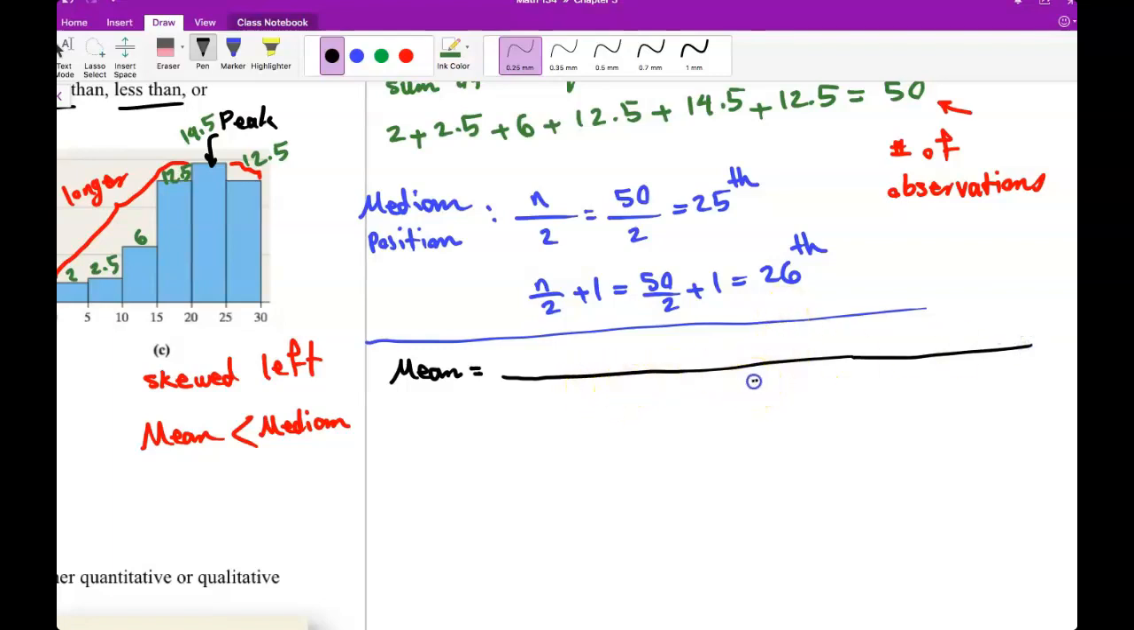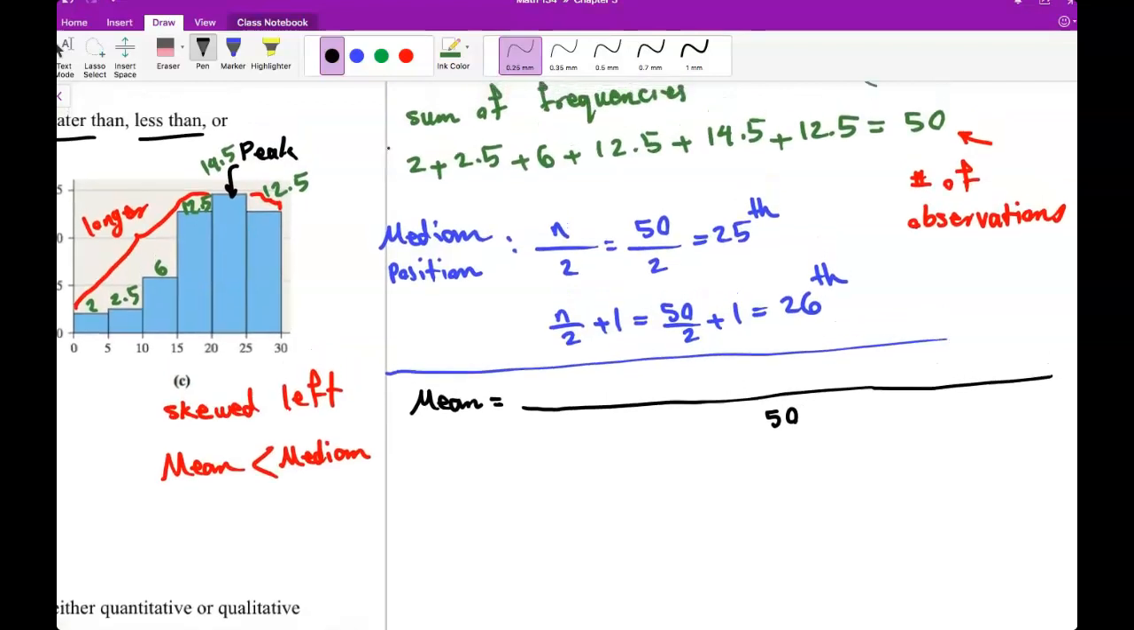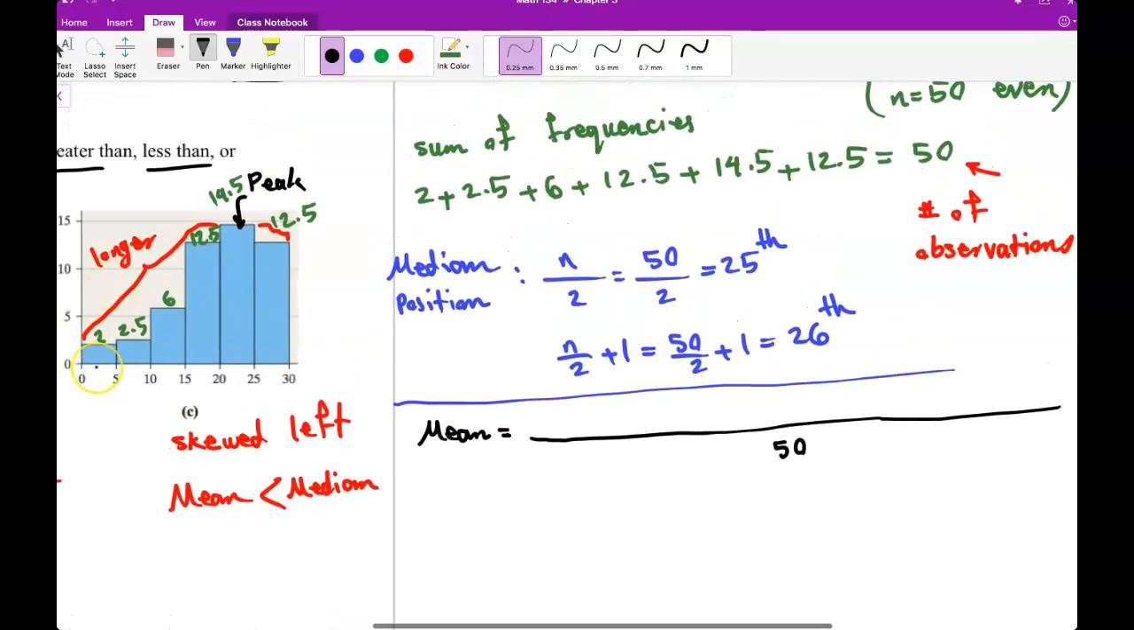Number of observations, denominator is 50. Now what we have on top, we're gonna use this histogram. Here is 0. 0 multiplied by, how many times we have this 0 is 2. So multiplied by 2 plus, now this is 5. How many times we have this 5 is 2.5. The next one is 10. How many times we have 10 is 6.